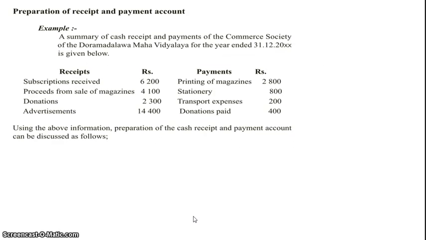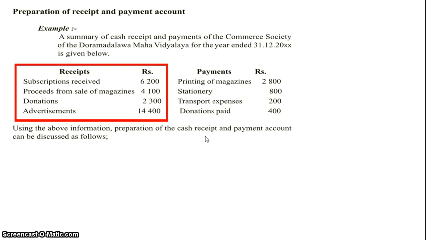Now we'll quickly go to an example. Here, if you look, these are the sources, from where you got money, and for what you have spent the money. The summary of cash receipts and payments of the Commerce Society of the Doramadalava Mahavidyalaya for the year ended 31st/3/2006 is given below. You can see the receipts, you can see the payments. Using the above information, you have to prepare the cash receipts and payment account.